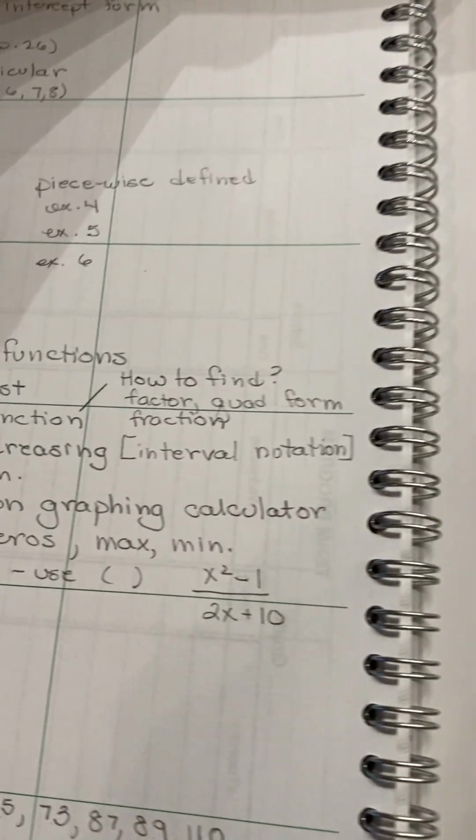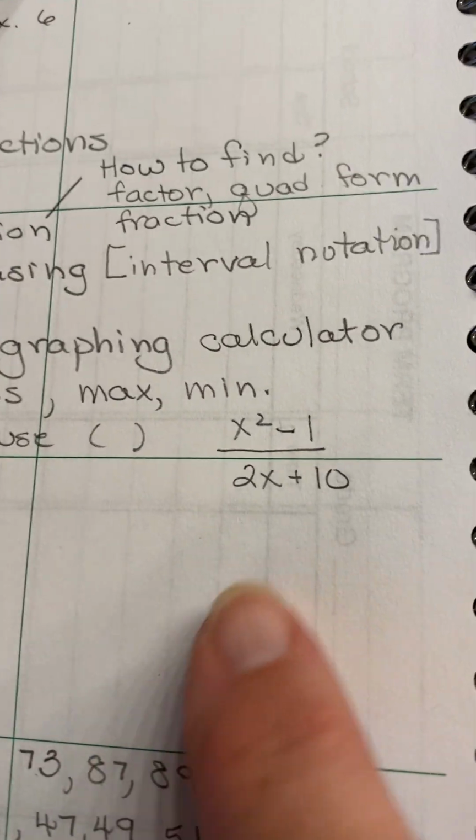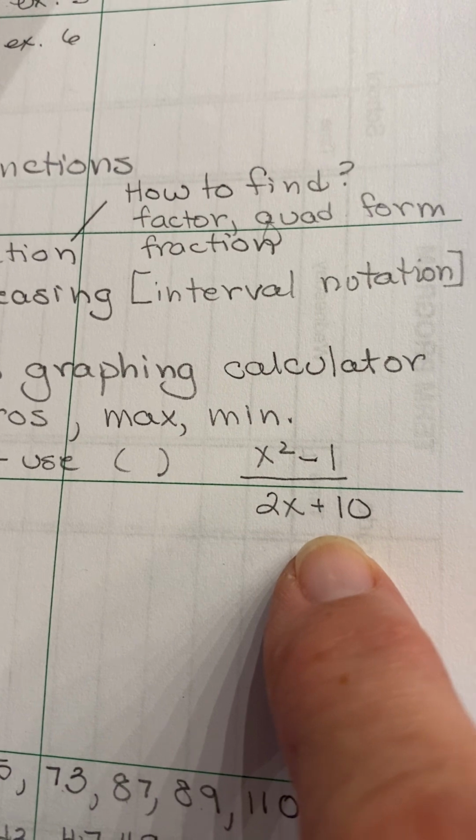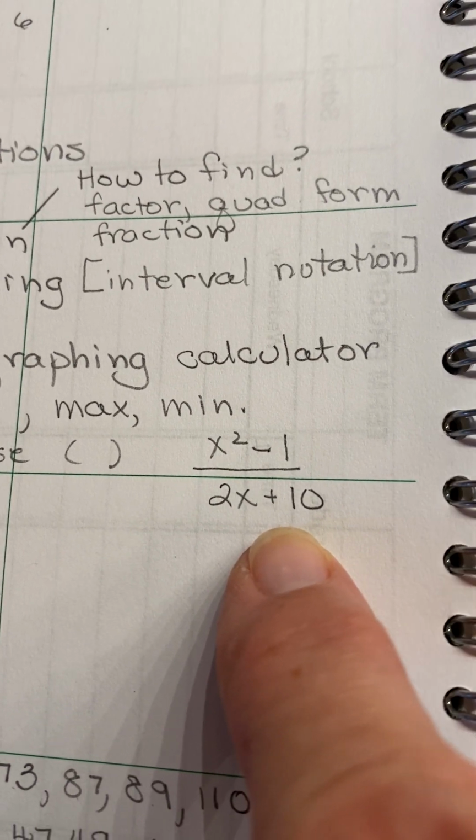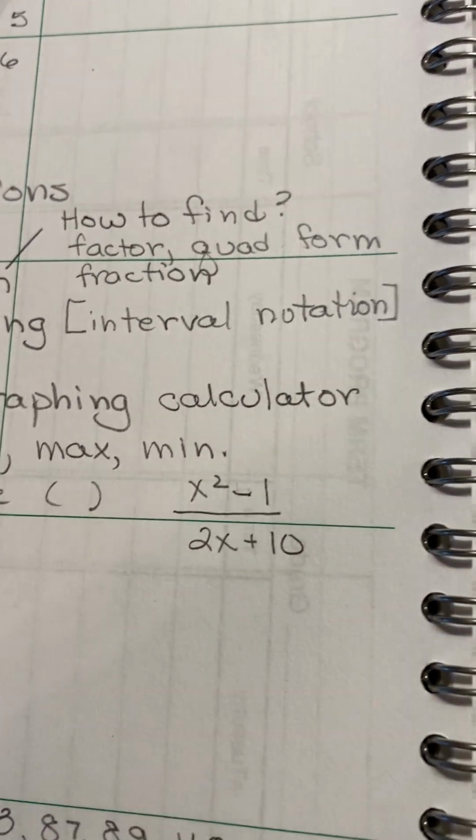Let's look at, I think that's it for today. Okay. Oh, one more note. What if you were going to find the max and the min? You wanted to graph this function, x squared minus 1 over 2x plus 10.